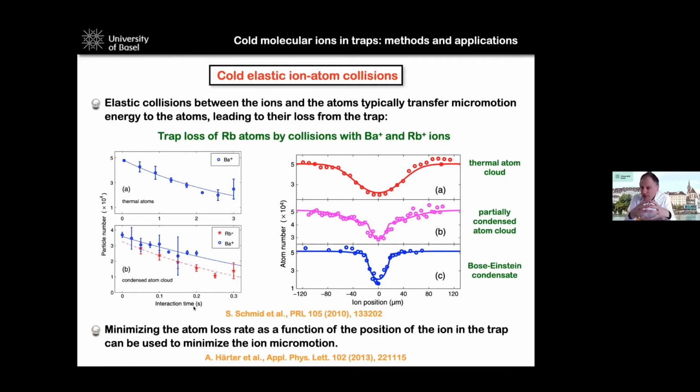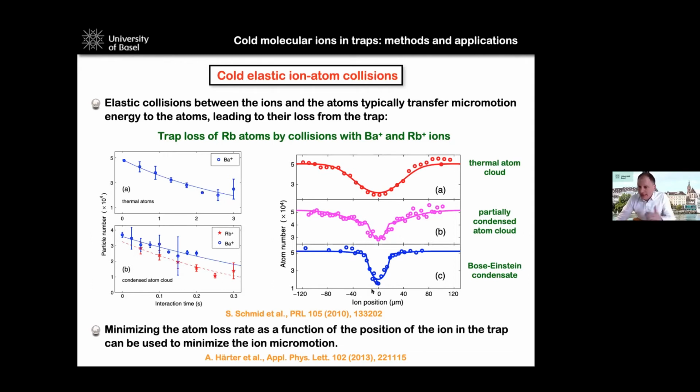And these atom traps are usually not too deep. So if the atoms are too energetic, they fall out of the trap. And this is what we are seeing here. And so what they have done is they have moved the ion in space through the atom cloud, and depending on what sort of atom cloud they had, either a thermal cloud or a partially condensed cloud or a fully Bose-Einstein condensed cloud, they could essentially map out the density profile of this atom cloud by just looking at the loss of the atoms through the collisions with the ions in this trap.